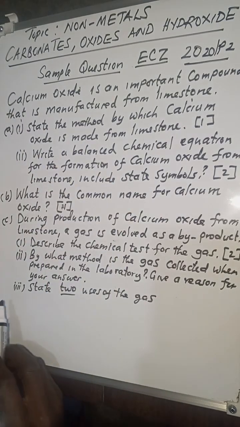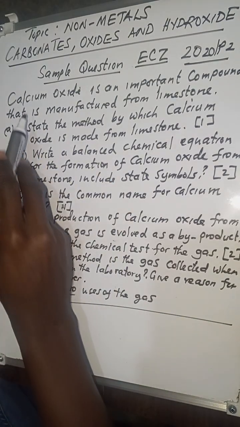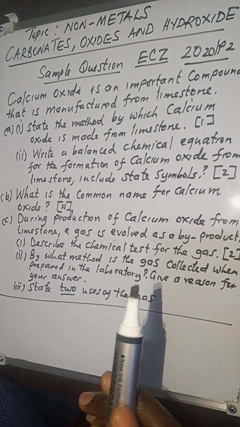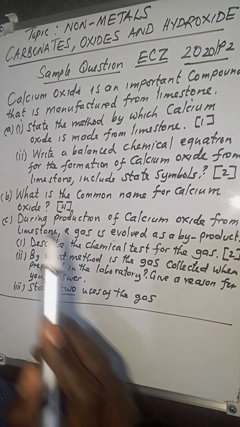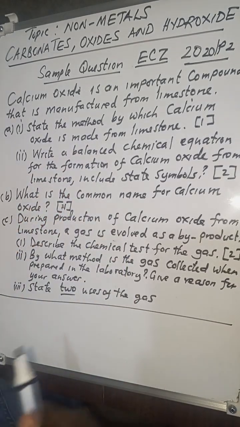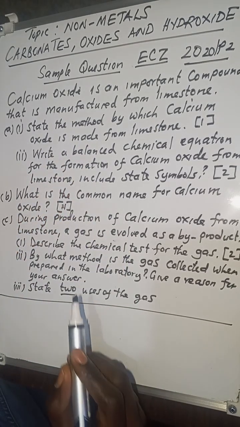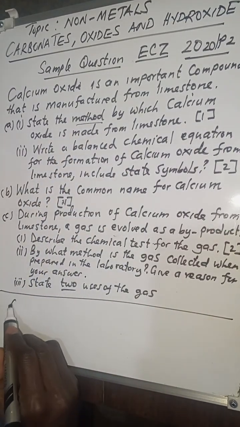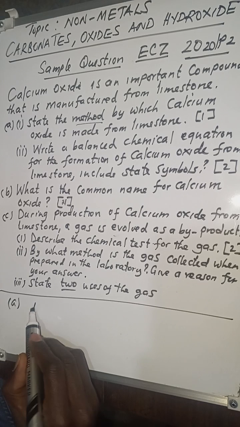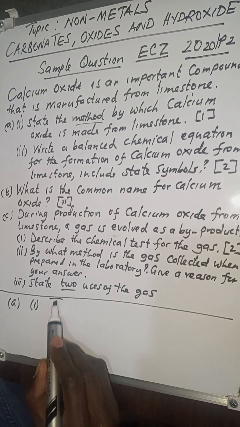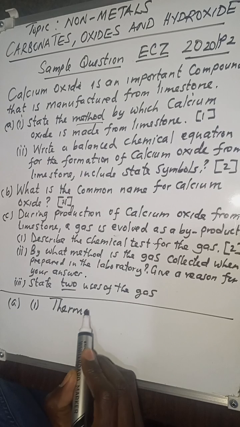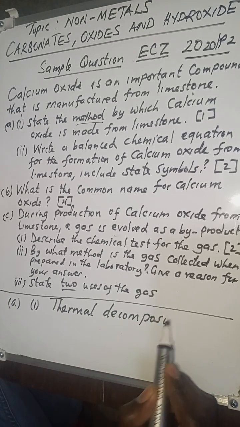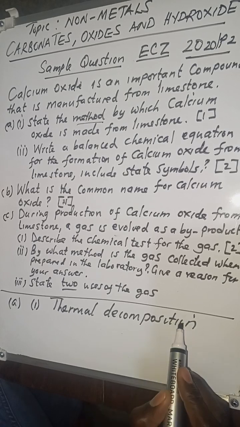So the question there was saying that calcium oxide is an important compound that is manufactured from limestone. Then A1 says state the method by which calcium oxide is made from limestone. So what method? They're asking about the method. Of course, you can simply say the method is thermal decomposition.